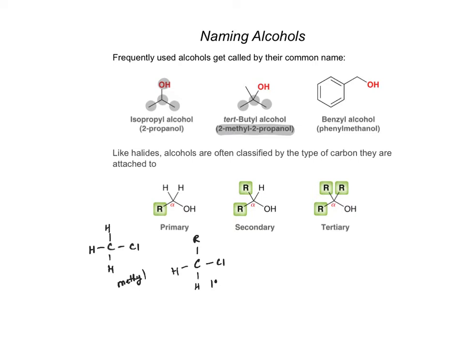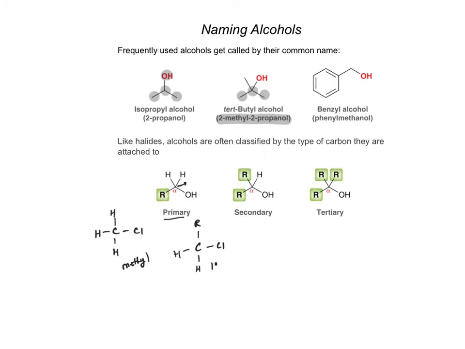If we replace another hydrogen with another alkyl chain, it's secondary, and then finally tertiary, if all of them are alkyl chains. We see the exact same thing for alcohols, right? So the carbon that the OH group, the hydroxyl group, is attached to is called the alpha carbon. And then the number of substituents around it determines its primary, secondary, tertiary structure, right? So if one of the things that this alpha carbon is attached to is an alkyl group, it's a primary alcohol. If two of them are alkyl groups, it's a secondary alcohol.